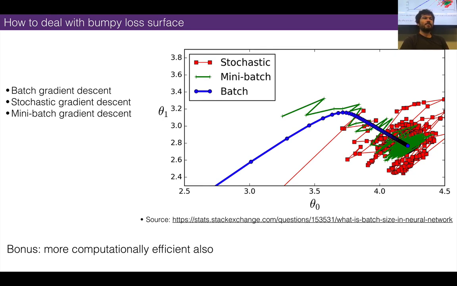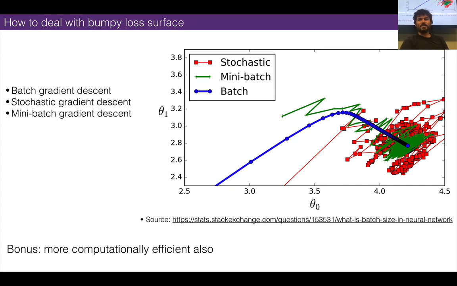Mini batch gradient descent. This is a little confusing. Sometimes stochastic gradient descent and mini batch gradient descent are terms that are confused for each other, even by scientists. Stochastic gradient descent sometimes just means mini batch gradient descent, but it doesn't. Don't worry about it.